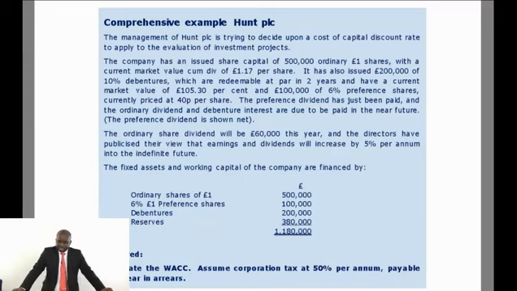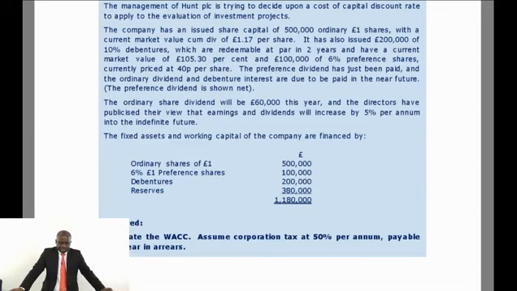The preference dividend has just been paid, and the ordinary dividend and debenture interest are due to be paid in the near future. The preference dividend is shown net. The ordinary share dividend will be 60,000 this year, and the directors have publicized their view that earnings and dividend will increase by 5% per annum into the indefinite future. The fixed asset and working capital of the company are financed by ordinary shares of £1, 6% £1 preference shares, debentures, reserves. Calculate the WACC, assume corporation tax of 50% per annum, payable 1 year in arrears.